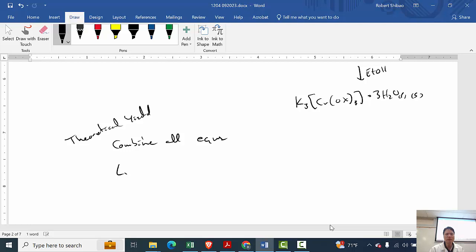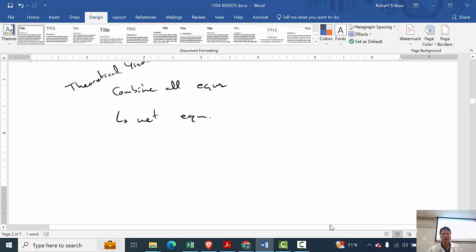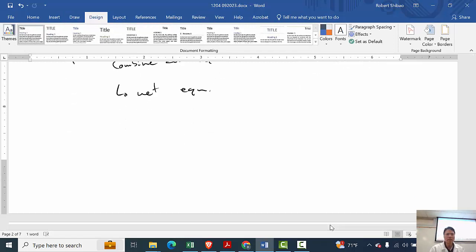When we combine all equations, we're going to end up with a net equation. The net equation is going to look like this, where we'll have our dichromate, and this is going to yield 2. So for every dichromate, this is our LR, limiting reagent, we will get 2 of the complex.